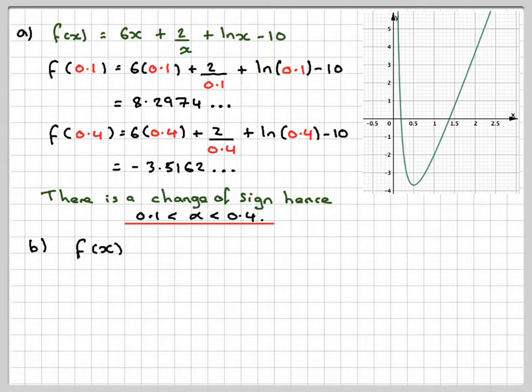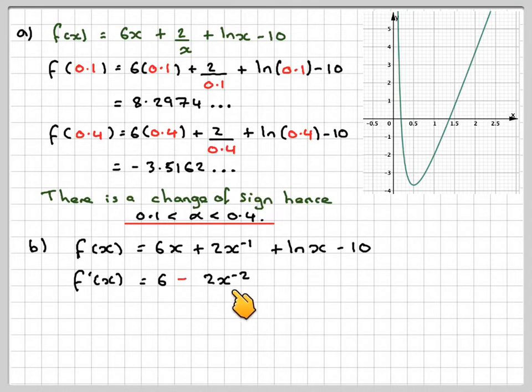Right, now we need to rearrange this to get the iteration formula given in the question. So if we write f of x as 6x plus 2x to the minus 1 plus ln of x minus 10, and then differentiate term by term, this term will become 6. This one will become minus 2x to the minus 2. Don't forget to change the sign. Differential of ln of x is 1 over x, and differential of 10 will go. And that comes down to 6 minus 2 over x squared plus 1 over x.